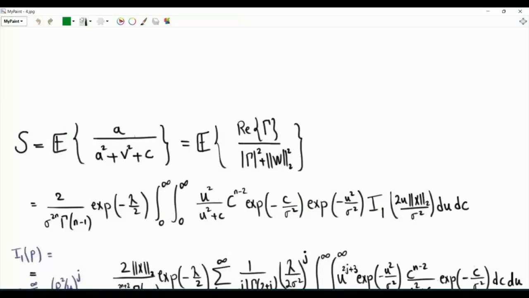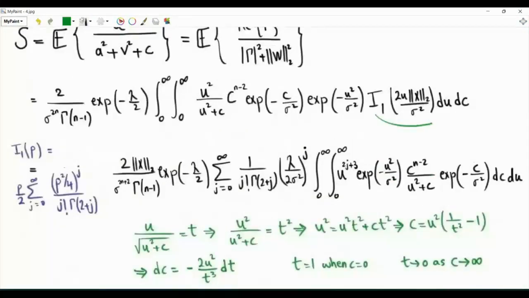We are interested in this expectation. We started with a triple integral, and this triple integral involved the three independent random variables A, V, those are the real and imaginary parts of gamma, and C, which is the L2 norm squared of vector W. Then we changed from A and V to polar U and theta. We did the integration with respect to theta. This yielded the modified Bessel function I1. Now we write down this Bessel function using the series.